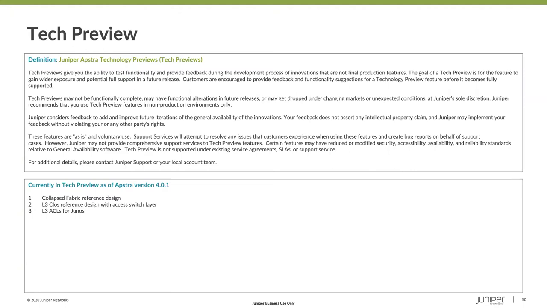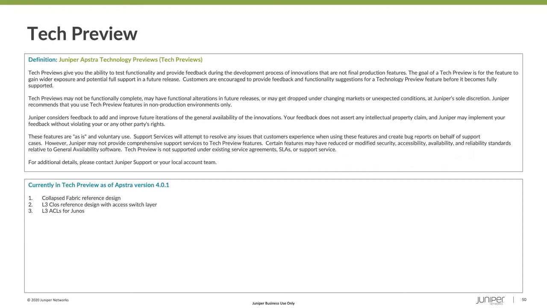So why do we have this? This is introducing new and usually requested features from partners or customers. For instance, in the later version 4.0.1, you can see what is in tech preview, like collapsed fabric. This is having only two devices, spine and leaf in the same device, for a rather small site. So that is tech preview. That also goes for the layer 3 access list and access switch layer. Usually what happens then is that in the next release, which is 4.0.2, they will become GA, which means fully supported.